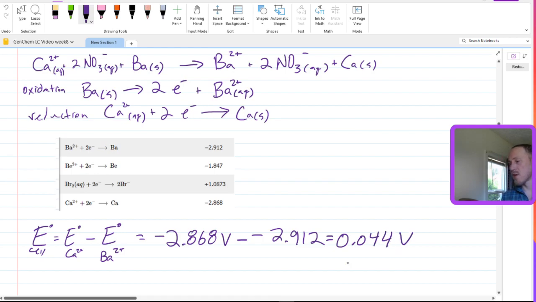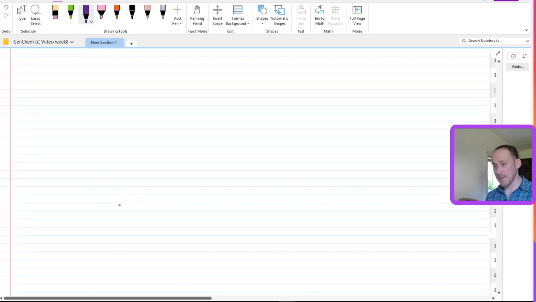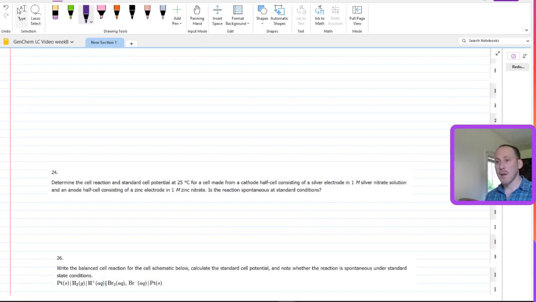To positive 0.044 volts, which means it will be spontaneous. This will happen, but you might not be able to power a very energy demanding machine. So, okay, awesome. Let us proceed.